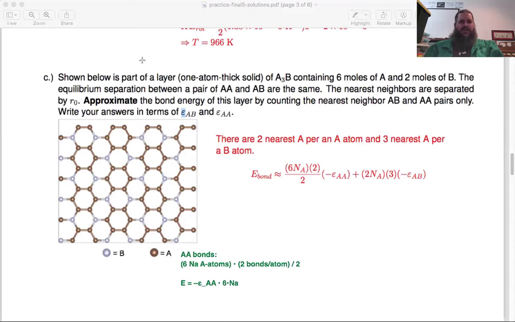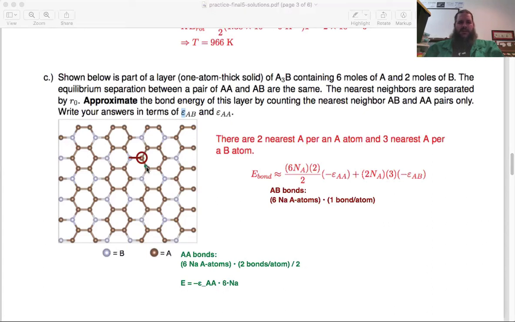If we look at one typical A atom, how many AB bonds is it connected to? Yeah, just one. So if we think of these AB bonds in terms of the A atoms, we can say there's still 6 moles of A atoms, times 1 bond of that type per atom. And then to check for double counting, let's take a look at another type A atom nearby.